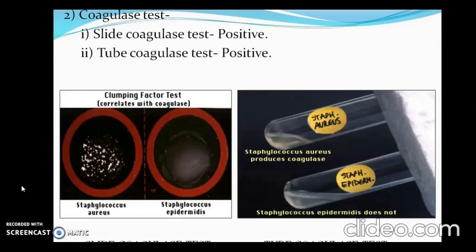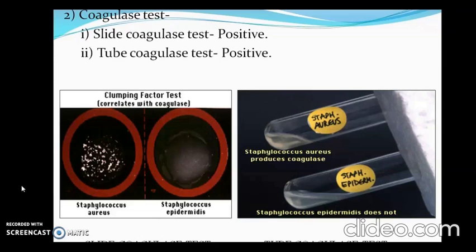Coagulase test is done by two methods, the tube and the slide coagulase test. The slide test detects bound coagulase, and it is much simpler than the tube test. For the slide test, the isolate, which is the culture, is emulsified in a drop of saline on a slide, and to this a drop of human or rabbit plasma is added and mixed well. If clumping is seen, this indicates a positive test.